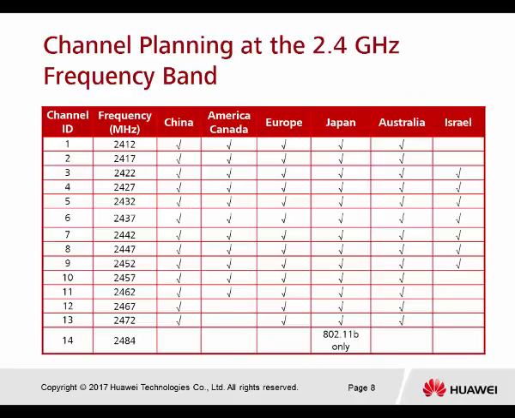Next will be channel planning. This one is for the 2.4 GHz frequency band. Understand your country and what frequency bands you are able to use. Okay, this is a channel. Most countries can support channels 1 to 11, but of course some other countries don't support them. So this is the table.